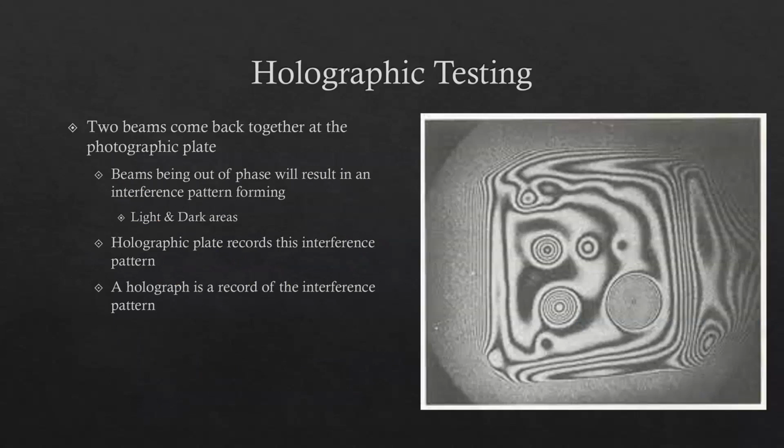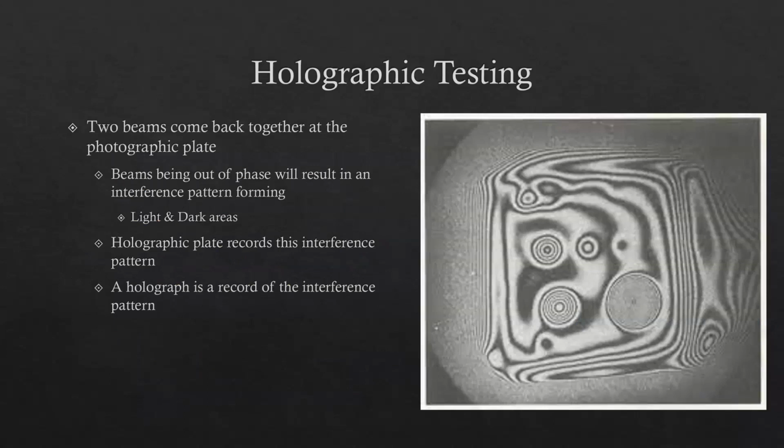And so beams that are out of phase are going to result in the interference pattern. So the dark areas are areas where a beam is out of phase, and the light areas are the areas where the beams are still in phase. Okay? And so that's one picture. It records the interference pattern.